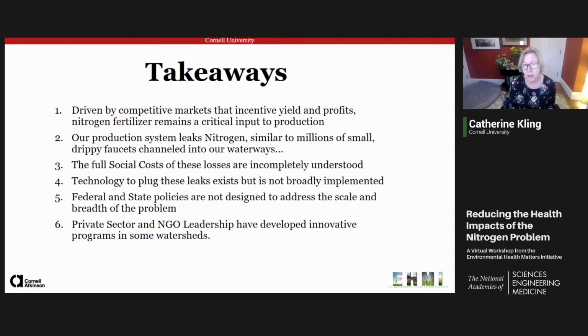3, the full social costs of these nitrogen losses are incompletely understood, but our knowledge base is growing and we have enough information to be concerned. 4, the technology to plug these leaks exists, but the most effective types of practices are not broadly implemented currently. 5, federal and state policies also exist and have been very active in some ways, but unfortunately are not designed to address the scale and breadth of the nitrogen problem. And finally, private sector and NGO leadership has been very important and developed some innovative programs that hopefully we can learn from. Next.